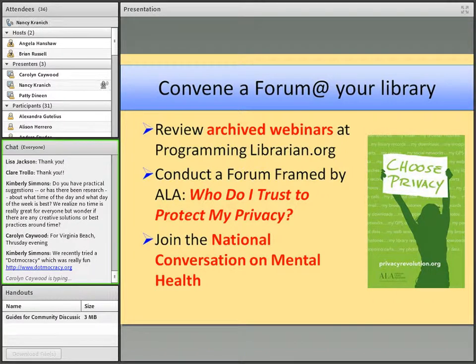And as Patty mentioned at the very beginning, the American Library Association itself has framed some of these deliberative forums, and we did the one called "Who Do I Trust to Protect My Privacy?" Now, at my library at Rutgers University, we have used this forum each year during Banned Books Week to have a discussion about privacy. And this year we had a lot of students come. It's a very hot issue. We're very proud of this framing. Carolyn Kaywood, who's one of the presenters today, was key to helping us develop that framework. So we urge you to use it.